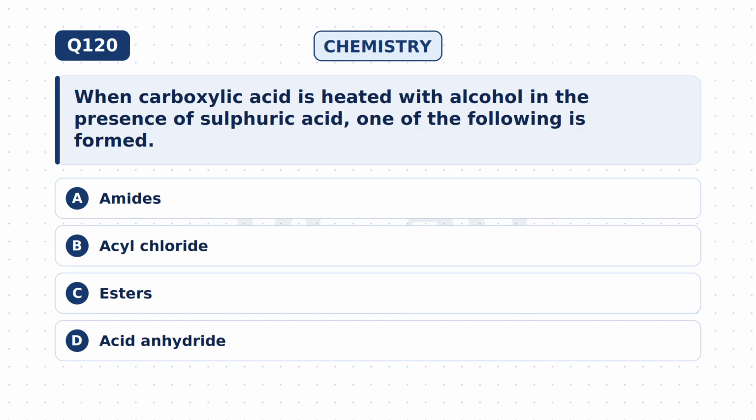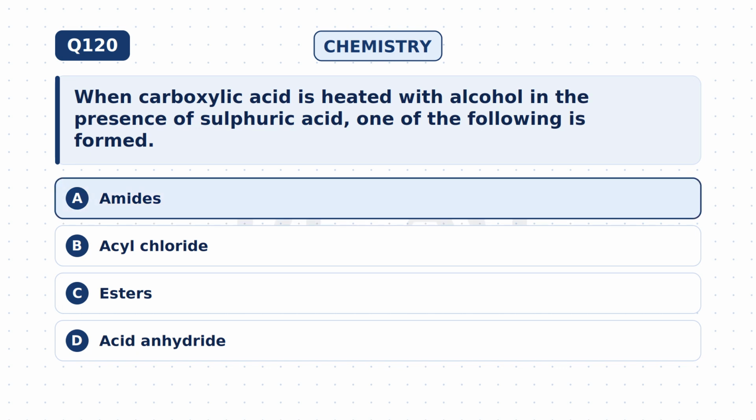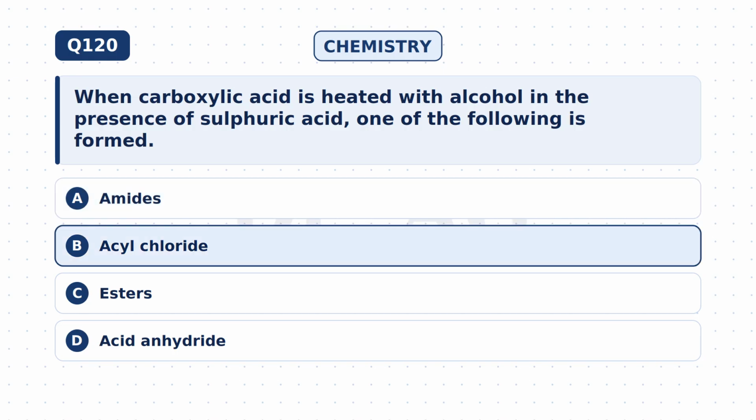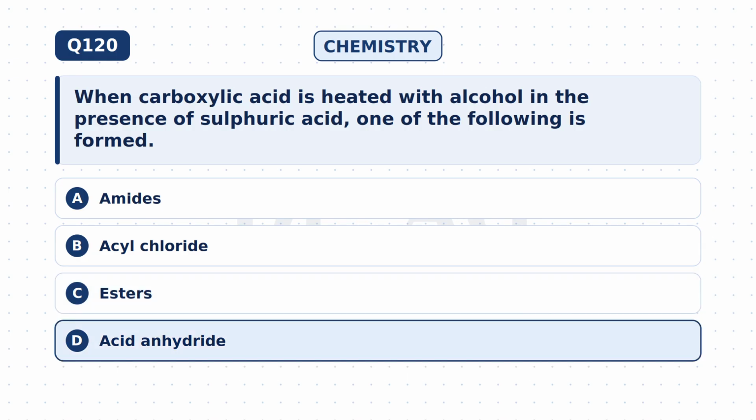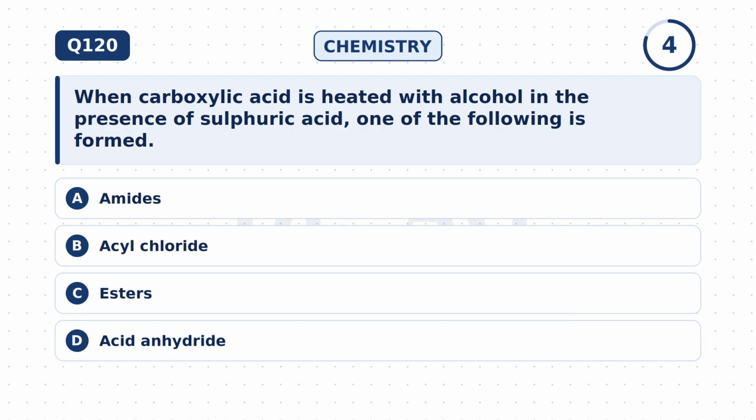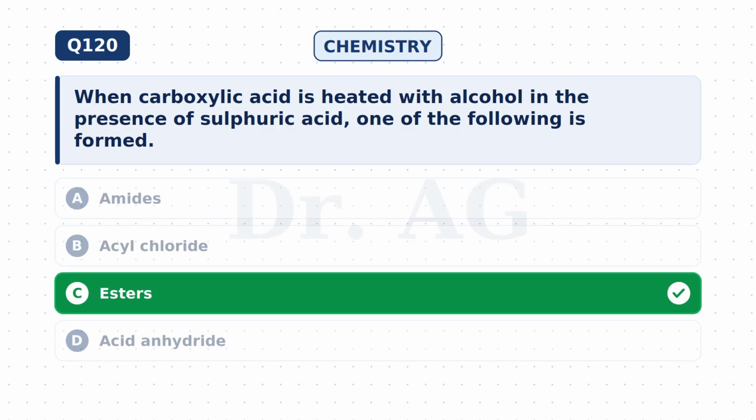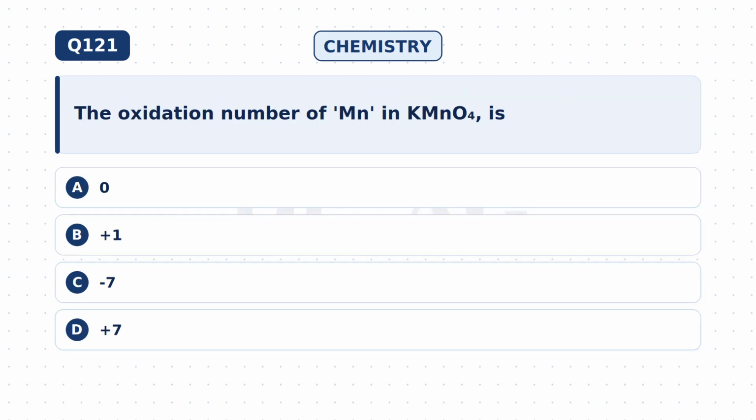Question 120. When carboxylic acid is heated with alcohol in the presence of sulfuric acid, one of the following is formed. Option A, amides. Option B, acyl chloride. Option C, esters. Option D, acid anhydride. The correct answer is C. Esters.